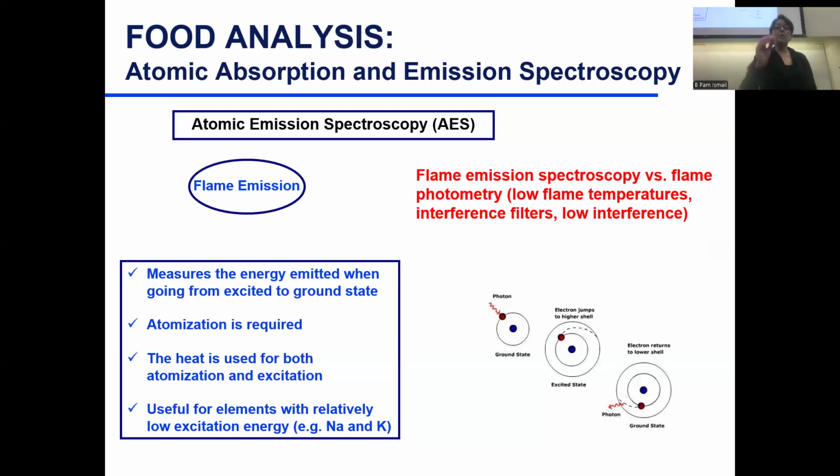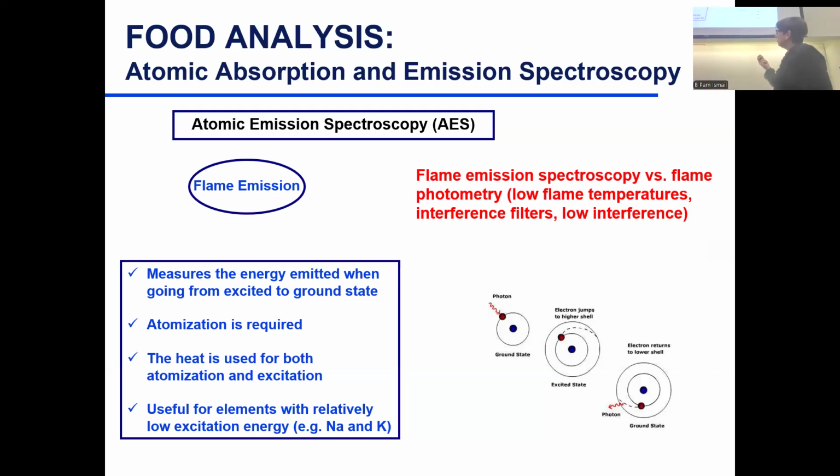The flame itself, instead of the lamp being the excitation source, the flame is the excitation source. So once the atom is in the excited state, it just needs to go back to ground, and it emits light. So the emitted light, or the fluorescence, reaches the detector, and we measure emission. That's the difference in this case between atomic absorption and emission.